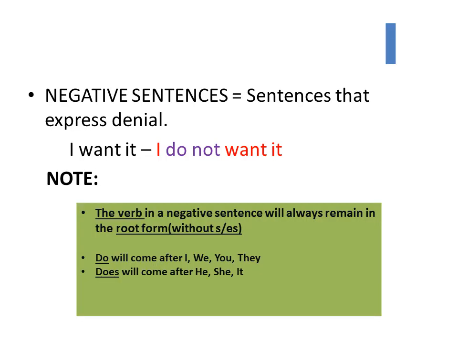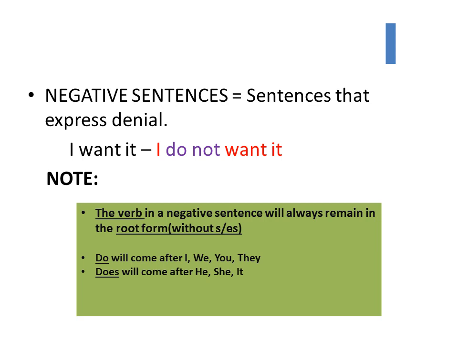Okay. Now let us see how to construct negative sentences using simple present tense. As I've already mentioned, negative sentences are those sentences that express denial. For example, I want it is a positive sentence and the corresponding negative sentence is I do not want it.